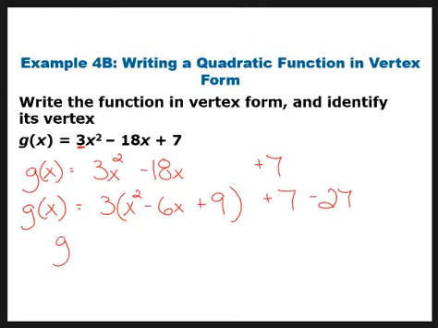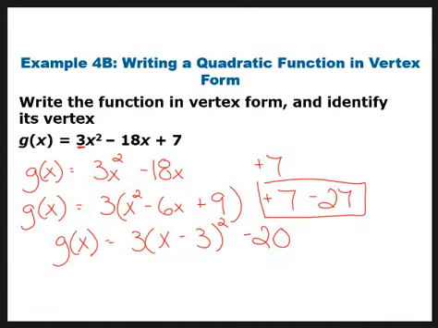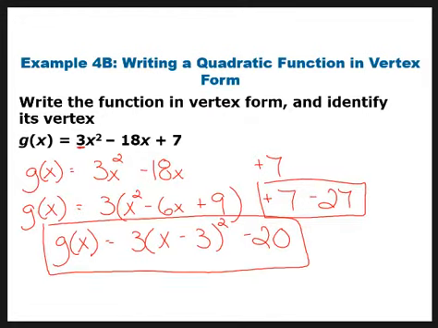So now this part in here factors as x and half of whatever the b term was squared, and it's going to be minus 20 when I go ahead and combine this stuff over here. So this represents my vertex form. In this case, my vertex is 3, negative 20.